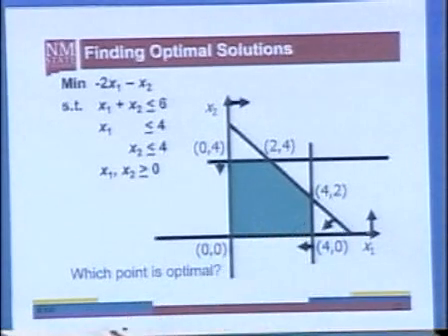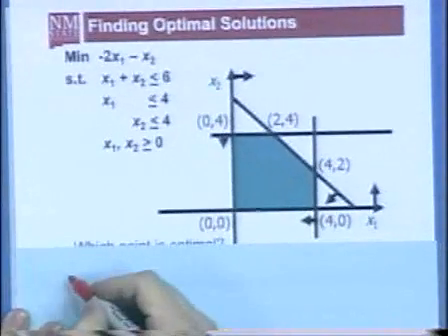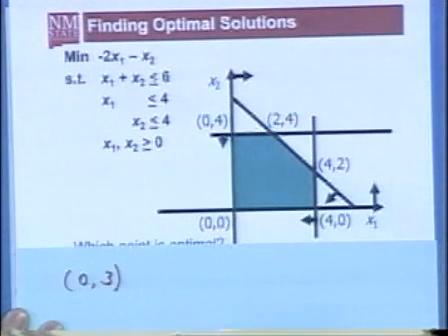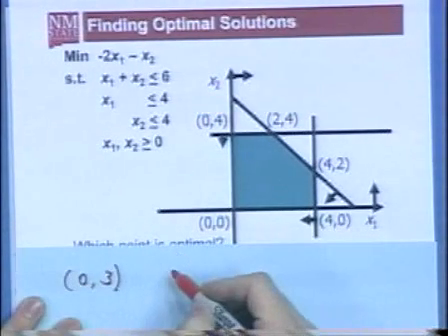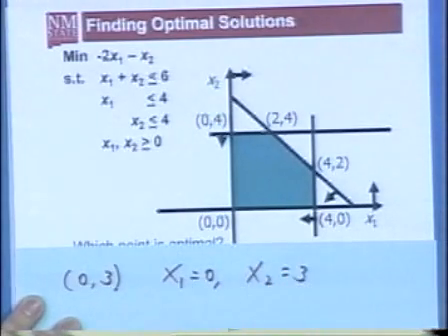So which point is the optimal? Does anybody want to guess? So for this example, let's choose (0, 3), just for example. Okay. So x1 equals 0 and x2 equals 3.